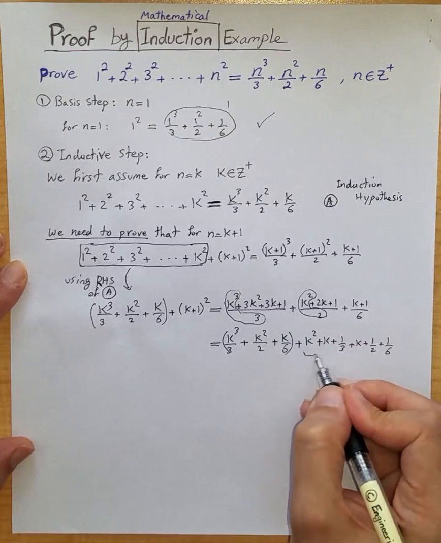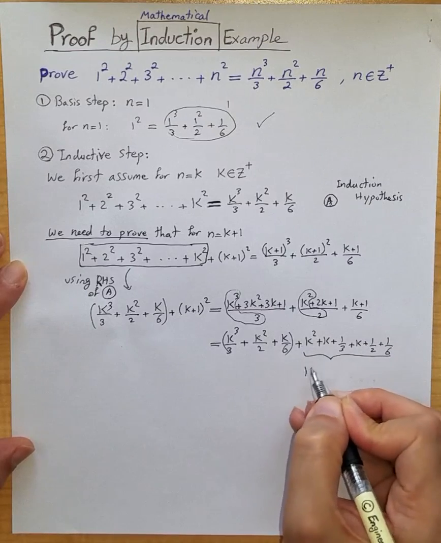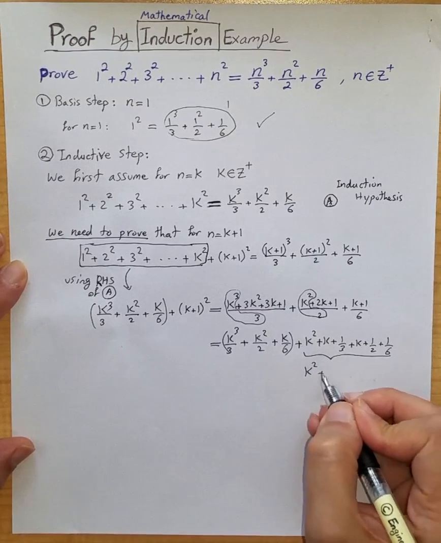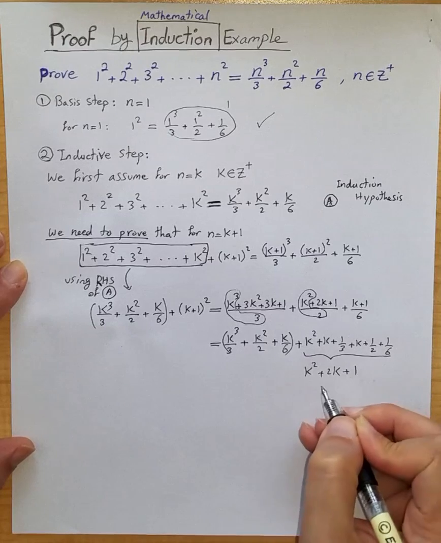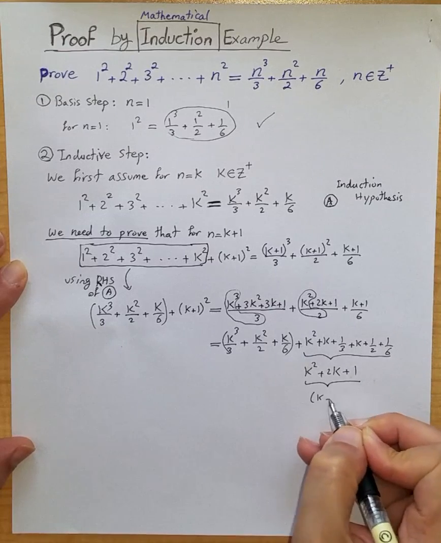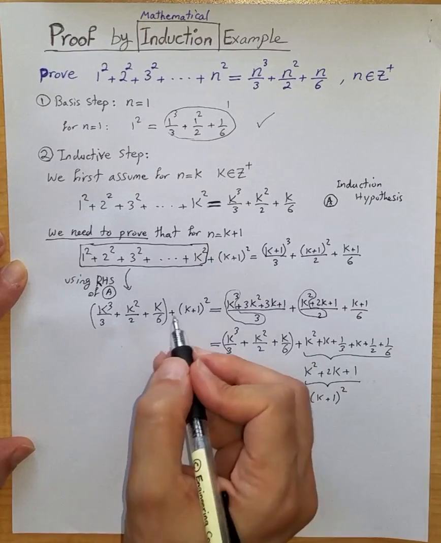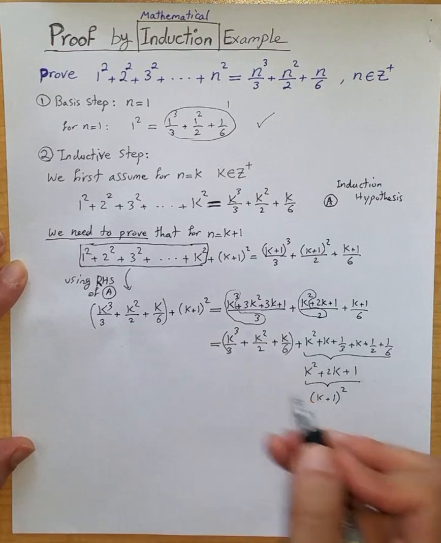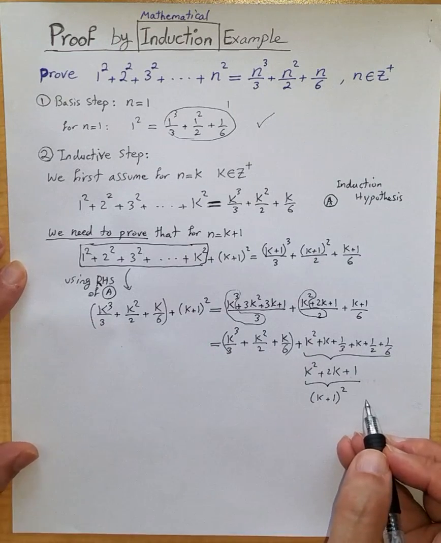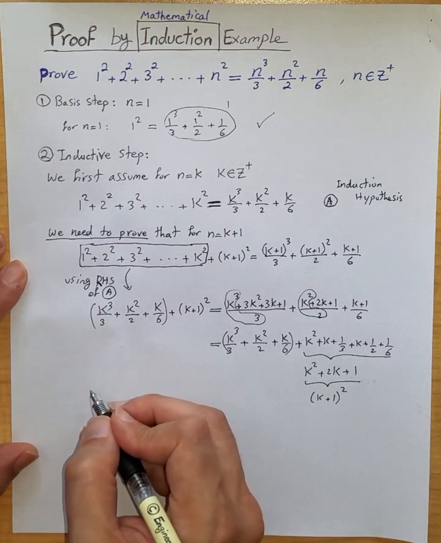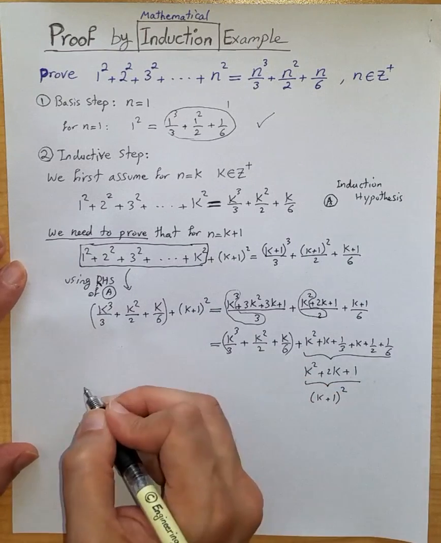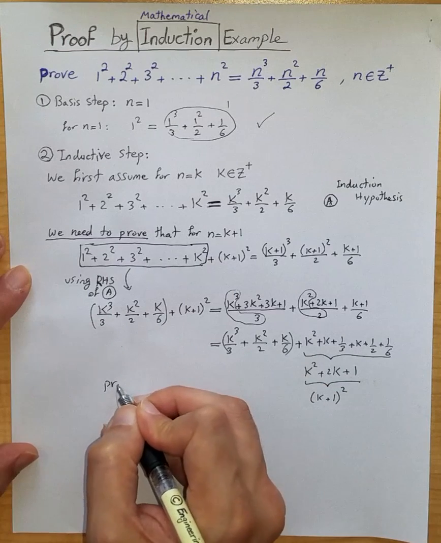And we are done, because this is k squared, k plus k is 2k, and 1 over 3 plus 1 over 2 plus 1 over 6 is 1. And this is obviously k plus 1 squared, which is exactly the last remaining component on the left hand side. So the right hand side is equal to the left hand side. We proved it.